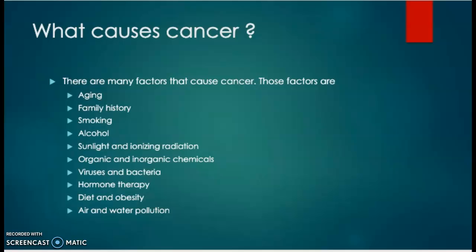The sixth factor is organic and inorganic chemicals. A number of chemical substances have been revealed to be dangerous to human health at high concentrations. These cancer-causing agents are called carcinogens. There are more than 100,000 chemicals in the environment, of which 30,000 have been analyzed, and out of the 30,000 analyzed, 275 were proven carcinogenic.